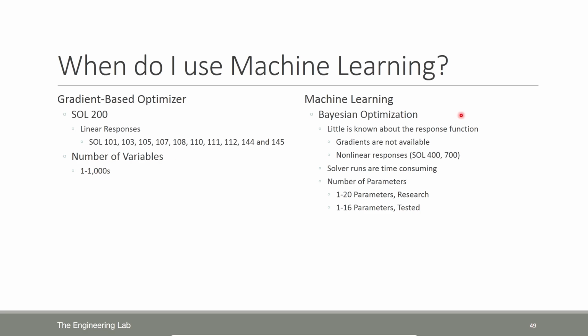When do you use Bayesian optimization? So basically, when do you use these acquisition functions? When do you use machine learning? Here, you would use machine learning when your gradients are difficult to calculate or they are not available. One prime example of this would be when you're dealing with nonlinear responses, such as those found in Solution 400 or Solution 700. I have personally tested this on Solution 400 responses, and it has worked well.